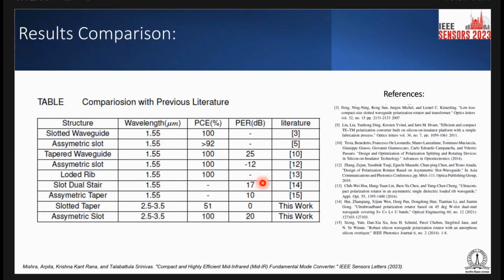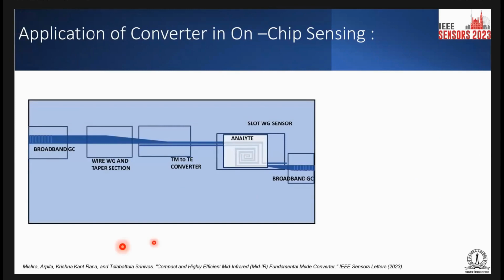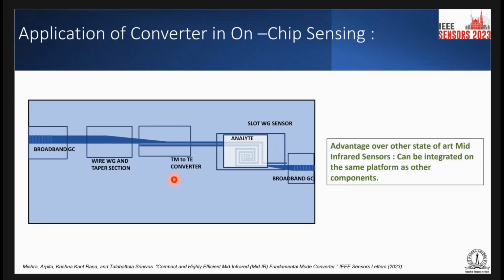Certainly our PER, that is polarization extinction ratio, is not that high, which can be improved later. But in our work we needed the structure in the same on-chip device. That's why we need this TM to TE converter, and that's the reason we are working on this. And this is the advantage which I have already mentioned: it can be integrated on the same platform.